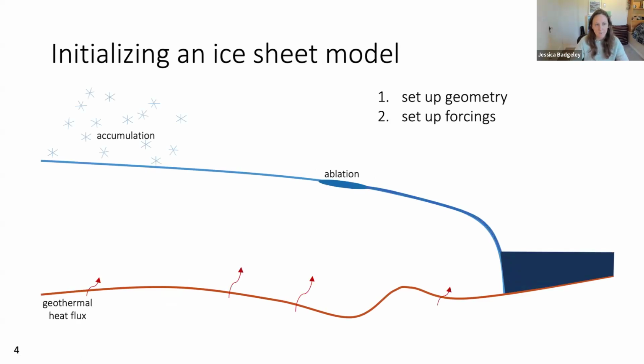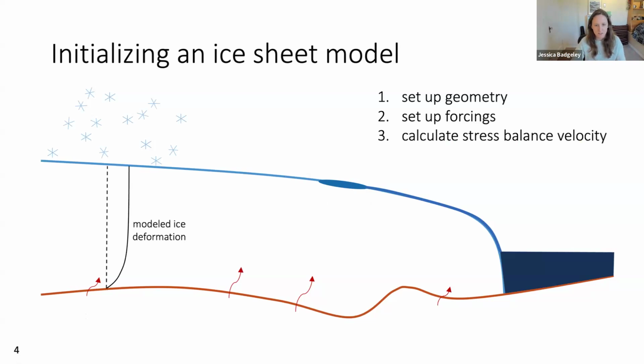And then we set up some forcings, again, might be taken from observations or models or a combination of both. So the surface mass balance made up of accumulation rate and ablation rate. And then we might even include other things such as a geothermal heat flux if we have a thermal model or if we are thinking about basal melting. And then we can use our setup geometry to calculate the stress balance velocity.